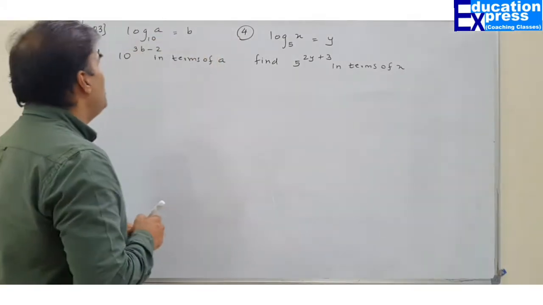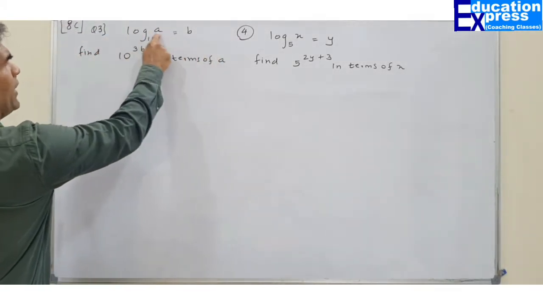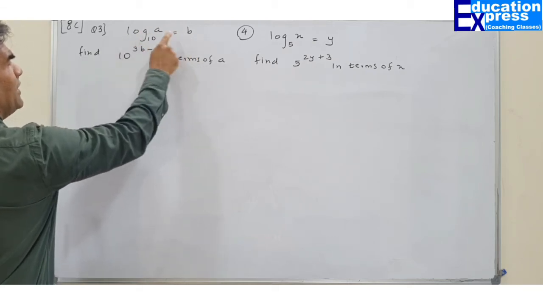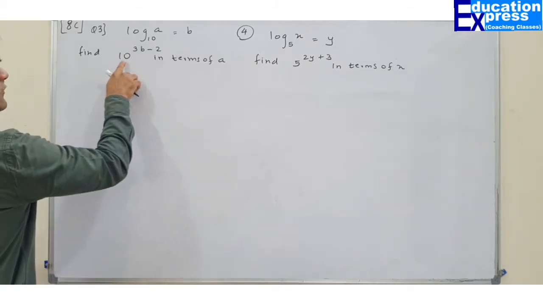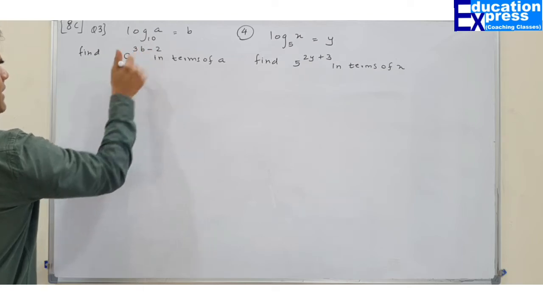Now look at question number 3. They have given log A is B. So the value of log A is available with us. This is in the logarithm form. We can convert it into an exponential form. What we have to find? We have to find the value of 10 raised to 3b minus 2. 10 raised to 3b minus 2.